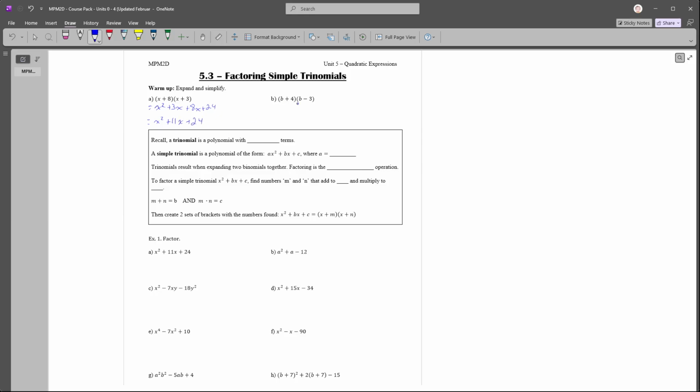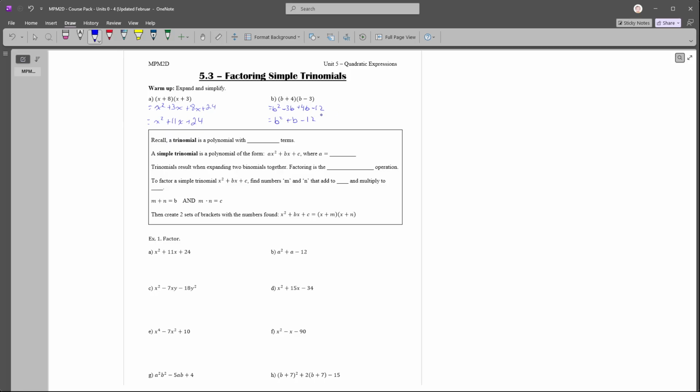Okay, let's do it again on the other side over here. On this one, we're going to FOIL it out. So we have b times b, that's going to be b squared. And then we have b times negative 3, so that's minus 3b. And then 4 times b, so that's plus 4b. And then finally, 4 times negative 3, which is minus 12. Again, we're going to collect our like terms. The only like terms we have are the negative 3b and the positive 4b. So negative 3 plus 4 gives us a 1. So b squared plus b minus 12.